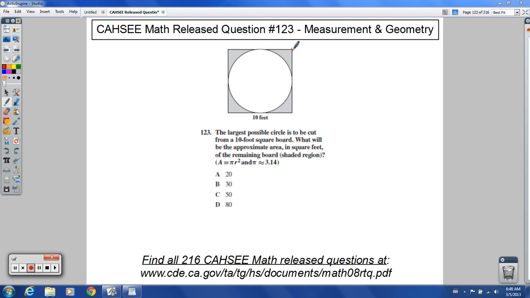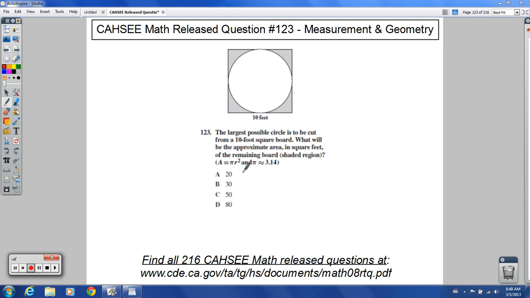If you were to take a piece of paper, just a square piece of paper, cut out this circle, you'd be left with this shaded part. And that's exactly what we're doing. It's a square board instead, but it's the same thought. So we're going to cut out this circle, take the square area, subtract the circle area. That will leave us with this shaded area.